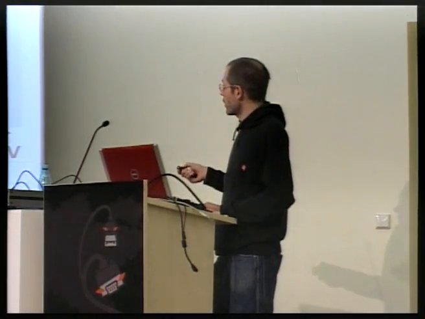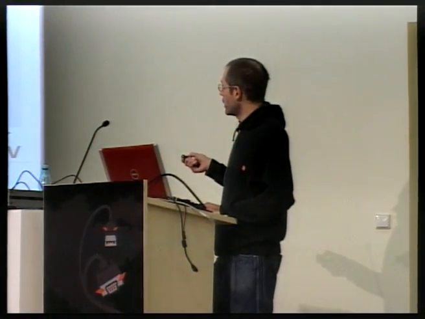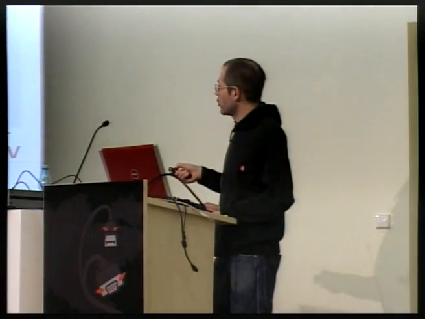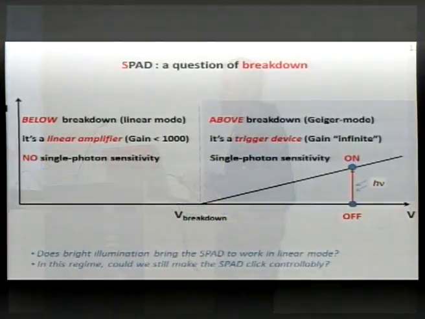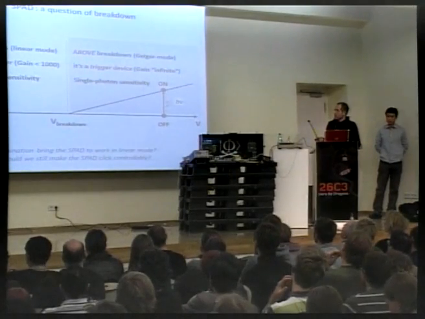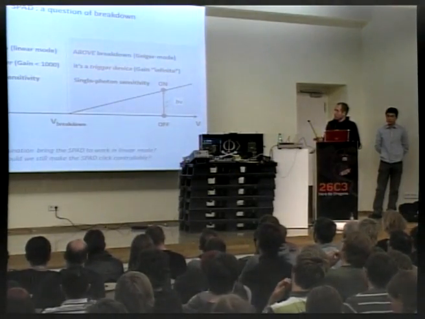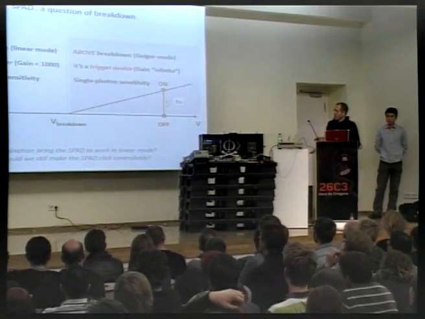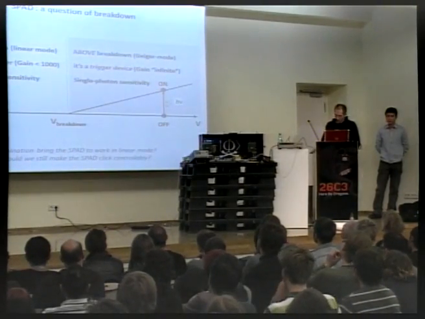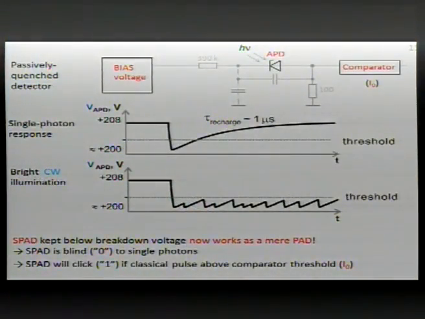So one question you can ask yourself is, would it be possible that bright illumination brings the SPAD to work from Geiger mode into linear mode, where there is no single photon sensitivity, because that would explain why the detector is blind? And if it's the case, a second question is, if you can bring the detector to work in this regime, is it still possible to make the detector click controllably? And the answer, again, is yes.